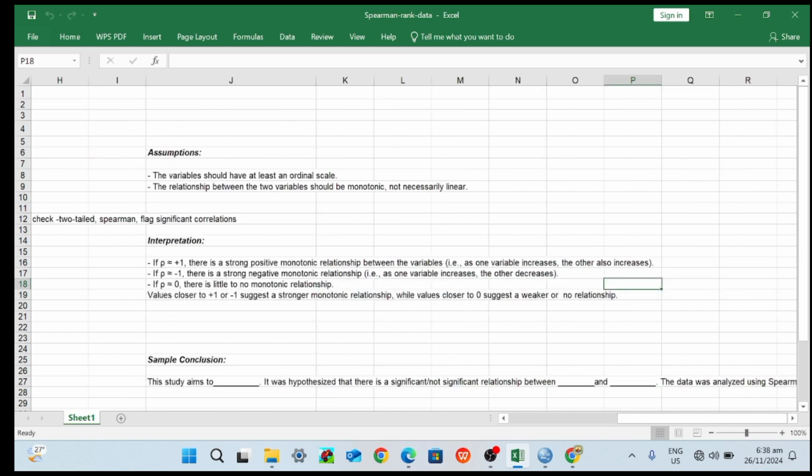If values are closer to positive 1 or negative 1, that suggests a strong monotonic relationship, while values closer to 0 suggest a weaker or no relationship.